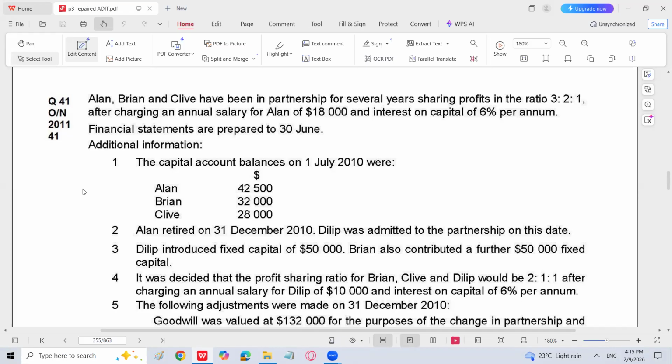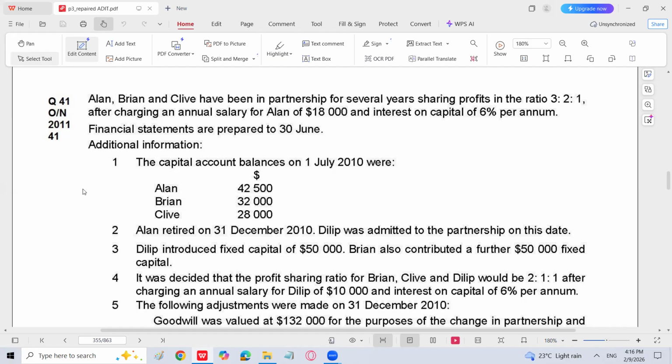Additional information: the capital account balances on 1st July were Alan 42,500, Brain 32,000, Clive 28,000. Alan retired on 31st December 2010. Dilip was admitted to the partnership on this date. So on 31st December, one person, Alan, is going to retire from the partnership, and Dilip is going to be admitted into the partnership. So on the same date, one person is retiring and one person is being admitted into the partnership business.